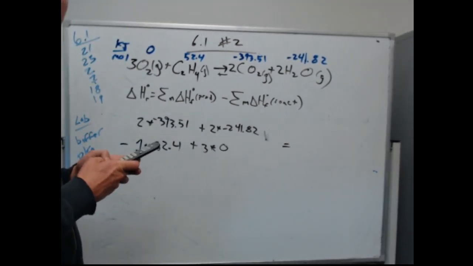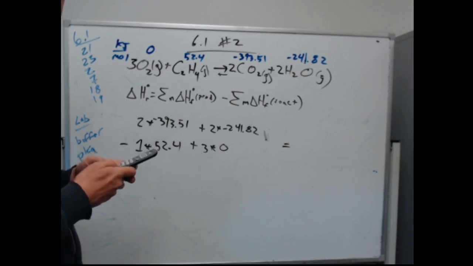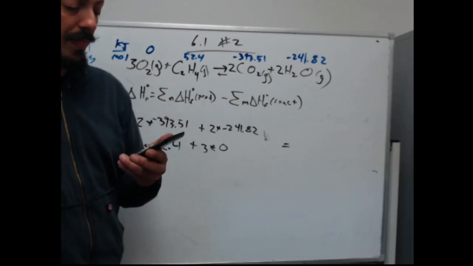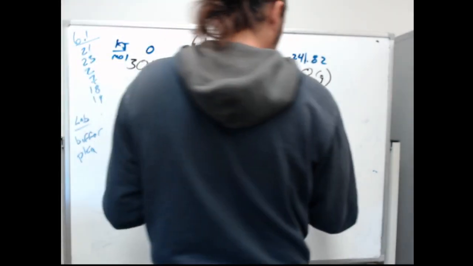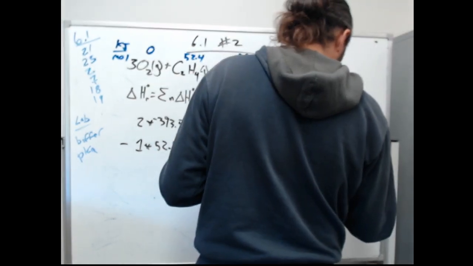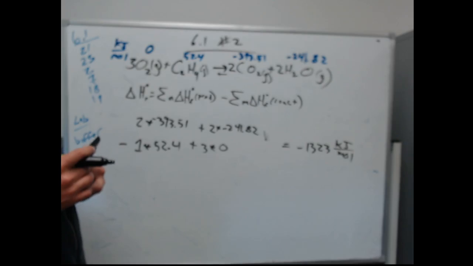We do 2 times 393.51 is 2 times 241.82. Okay, pretty big. Minus 52.4. You can double check my math, but I'm getting negative 1,323. Right? So it's an exothermic reaction.